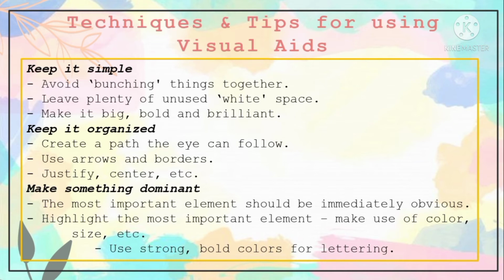We have the techniques and tips for using visual aids. Keep it simple. Avoid bunching things together. Leave plenty of unused white space. Make it big, bold, and brilliant, so that if your audience has poor eyesight, they can still see it clearly. Keep it organized. Create a path the eye can follow. Use arrows and borders. Justify, center, and so on. Make something dominant. The most important element should be immediately obvious.